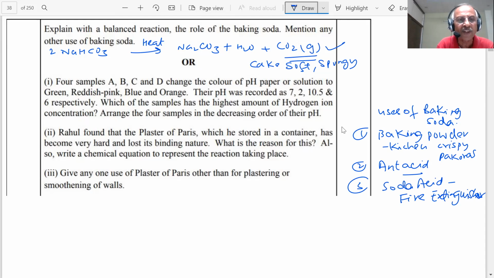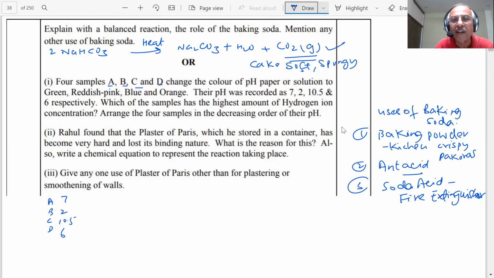Now the OR choice is coming before us. It says four samples are there: A, B, C, and D. You know the pH paper from the NCERT book. According to the color of the pH paper, we can say what the pH of a given sample is. The samples are A, B, C, D. Their pH was recorded as 7, 2, 10.5 and 6 respectively. Okay?